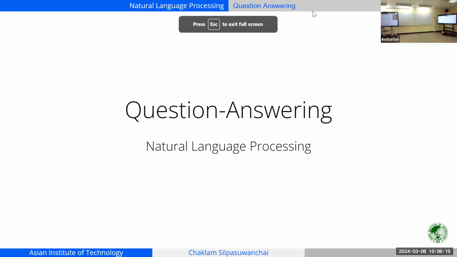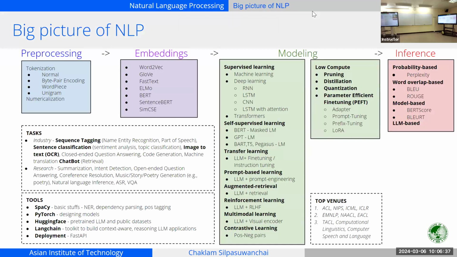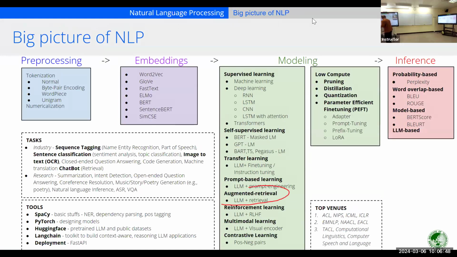All right, so let's come back to our question answering, and hopefully you guys enjoyed the lecture on question answering. I think I enjoy it a lot because it is very relevant to my career and also what I'm doing currently, right? And today we'll touch a little bit on the augmented retrieval, right? This will be probably the thing we will learn today.